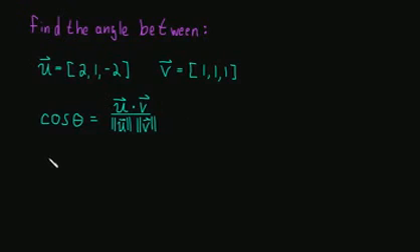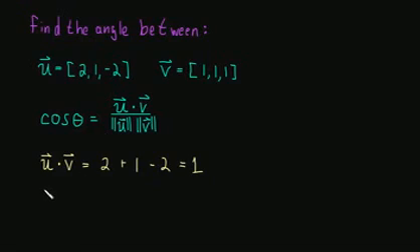So the dot product of u and v, so u dot v, is equal to 2 times 1, that's 2, plus 1 times 1, that's 1, plus negative 2 times 1, that's just negative 2, or minus 2. So this comes out to be 1. So the dot product is 1.